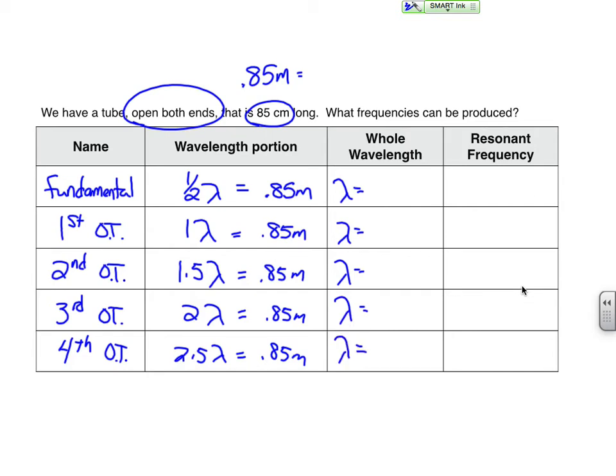I'll do the first one for you, or the second one for you. 1 wavelength equals 0.85, so 1 wavelength equals 0.85. Woo! That's tough math. Okay.